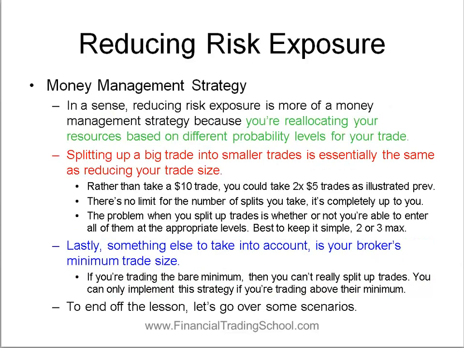So in a sense, reducing risk exposure is more of a money management strategy because you're reallocating your resources based on different probability levels for your trade. Splitting up a big trade into smaller trades is essentially the same as reducing your trade size. Rather than take a $10 trade, you could take two $5 trades as illustrated previously. There's no limit, by the way, to how many times you split it. It's completely up to you.